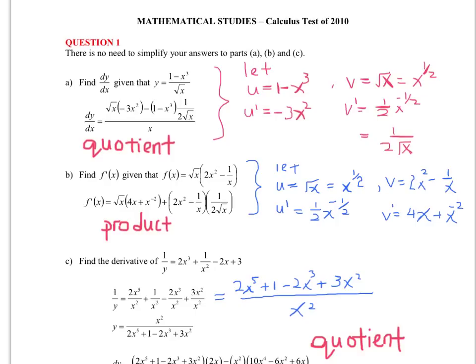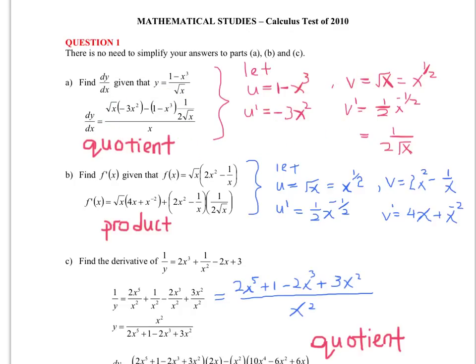Let's start with the first questions. There's no need to simplify your answers to all your differentiation. In part A, you can see clearly that this is a quotient. The bottom part is the square root of x, and the numerator is 1 minus x cubed. So if we let u be this and v be this, differentiate both with respect to x, and push all of this into the quotient rule formula, you should get this.